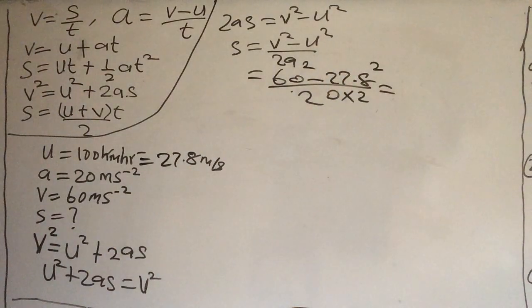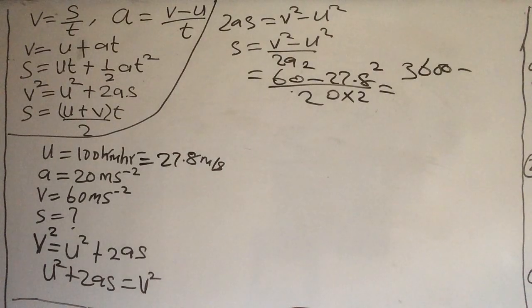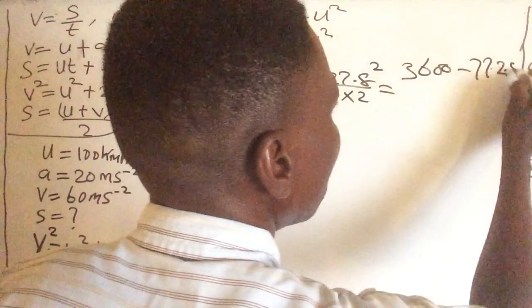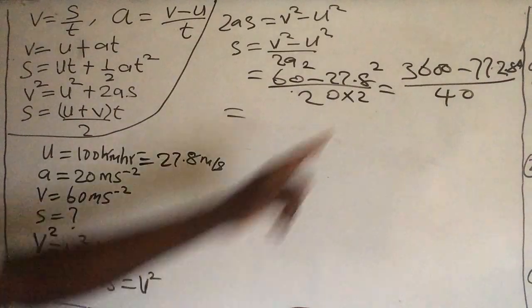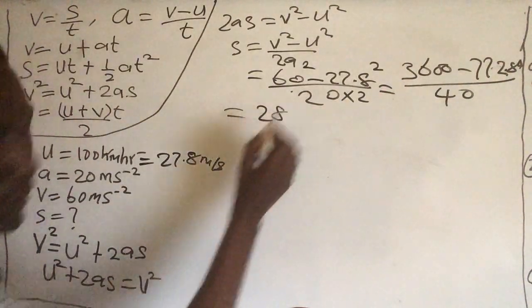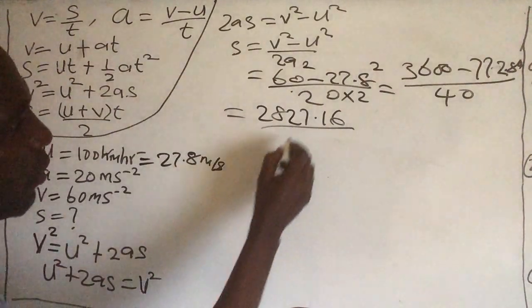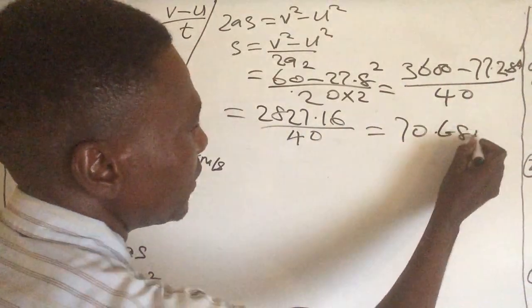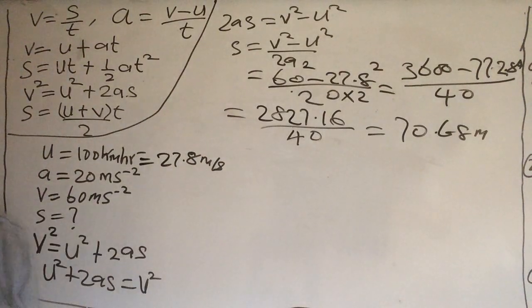Now, when we square 60, we have 3,600, minus, when we square the other one, we have 772.84, all over 40. Then when you subtract, you now have 2827.16 all over 40, which equals 70.68 meter, because we are talking about distance. The unit of distance is meter. So that's how to calculate the first one.